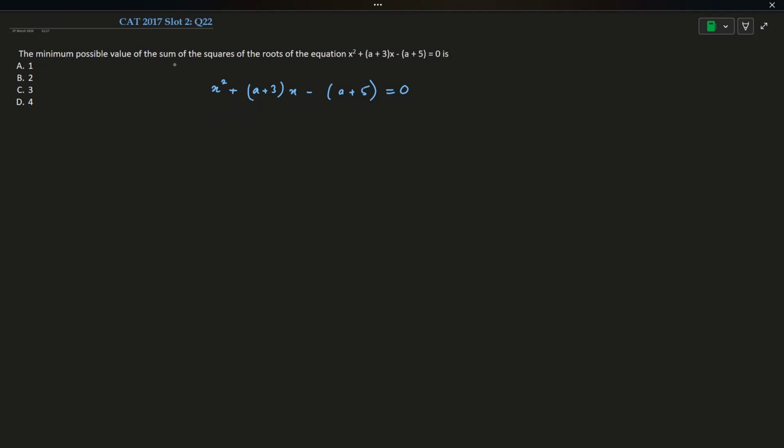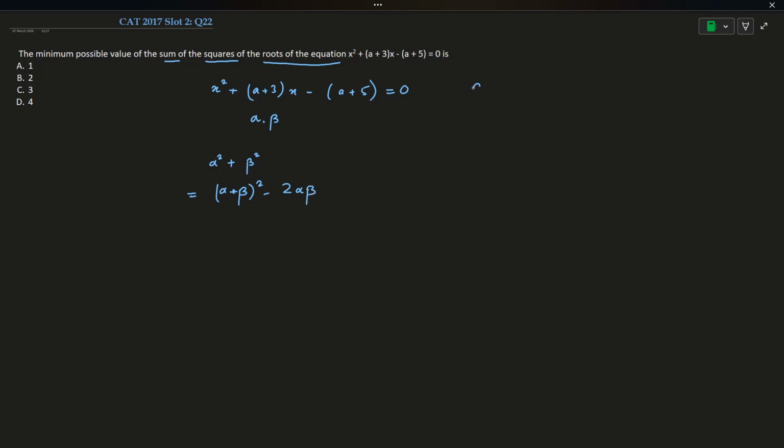Okay, so we need to find the minimum possible value of the sum of the squares of the roots of the equation. So let's say alpha and beta are the roots of the equation. So what is the squares of the roots? Alpha square and beta square. So I need to find the sum of the squares of the roots and the minimum possible value of this expression. Right guys? So this can be written as (alpha plus beta) whole square minus 2 times alpha beta.